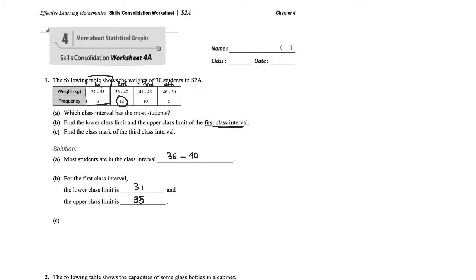The class mark of the third class, this one, okay, so the class mark basically equals 41 plus 45 divided by 2, which equals 43, okay. Remember, there should be the unit with it.